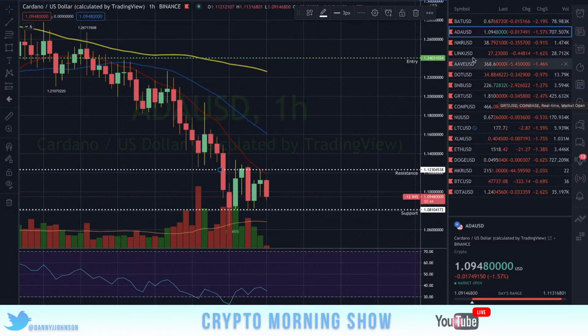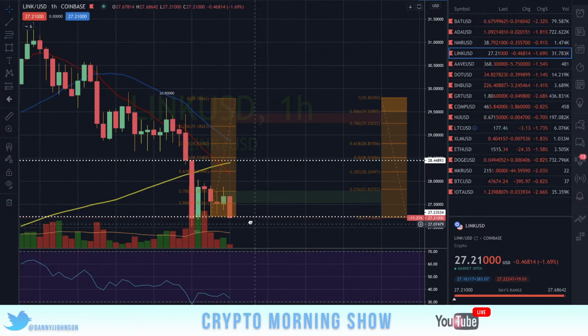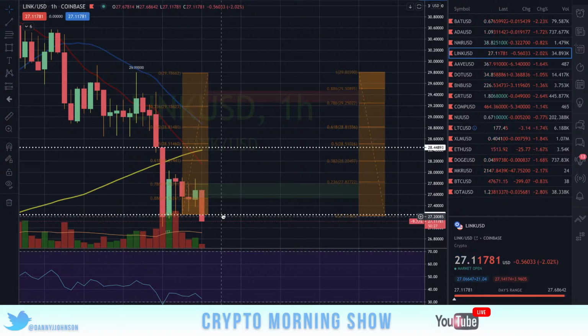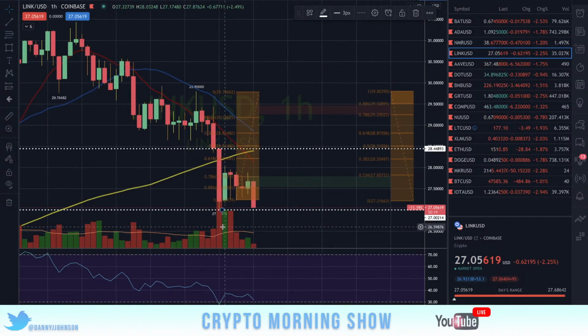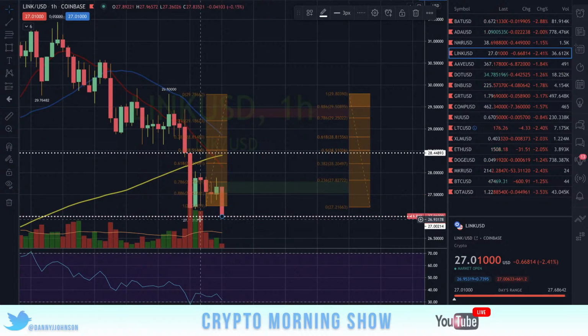Moving on to Link, L-I-N-K USD. And as you can see, we are down into the buy zone for this particular one for a swing trade, if you're into that kind of thing, we're still trying to find a bottom here. So we might hit the pause button until we have this pivot here at the 27.00. So watching that one.